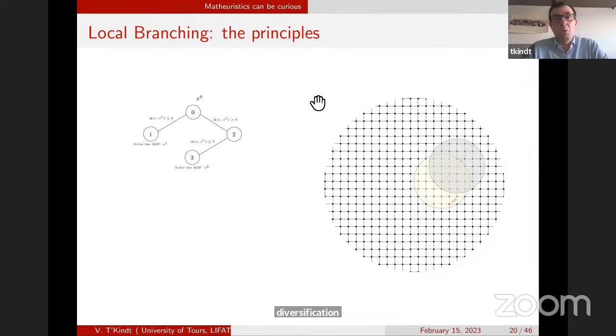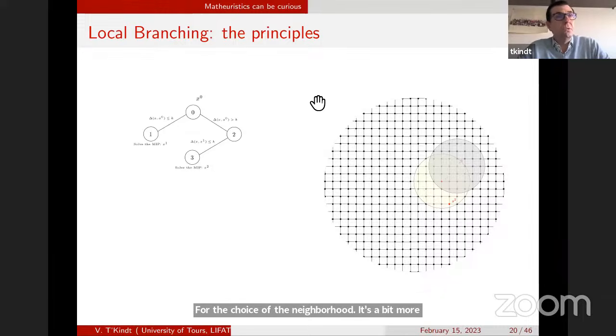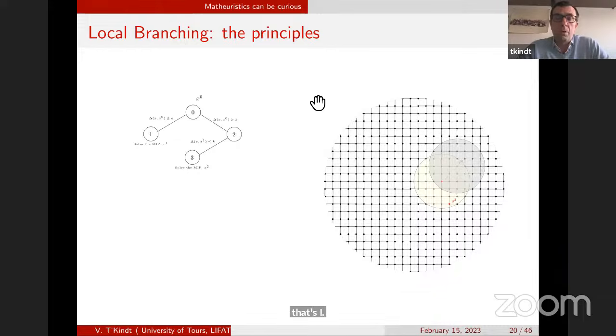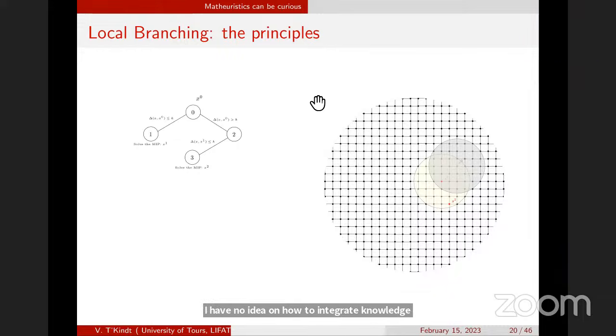For the choice of the neighborhood, it's a bit more complicated. And I think I don't have any precise answer to give you, but I think it's not necessarily related to scheduling problems, but more on the behavior of the Matheuristic on your scheduling problem. What is the best strategy? I have no idea on how to integrate knowledge information from the problem. Maybe that's a philosophical question as well. So it's above our capabilities. Okay. So any last question?